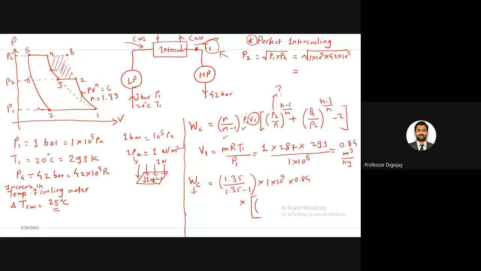So if you go into the industry and become a design engineer, your job will be to calculate these values. If you become a production engineer, then your job will be to get the drawings from the design engineer, and accordingly you have to go for the production.